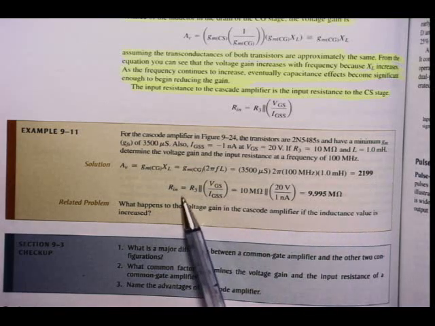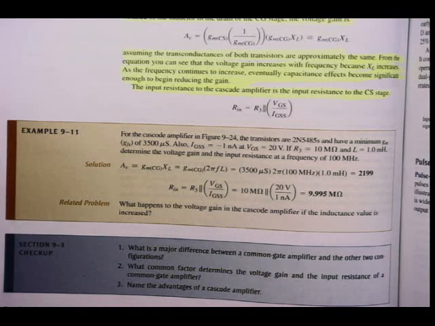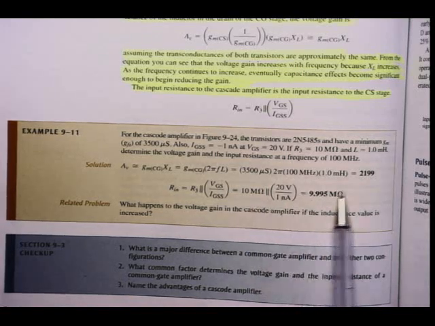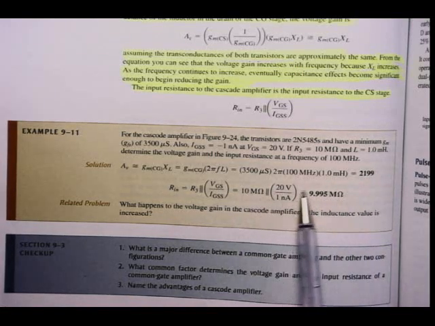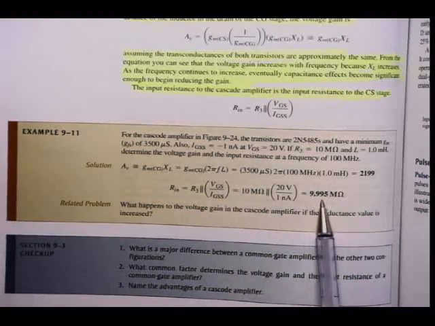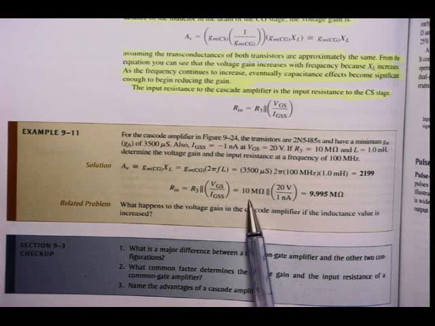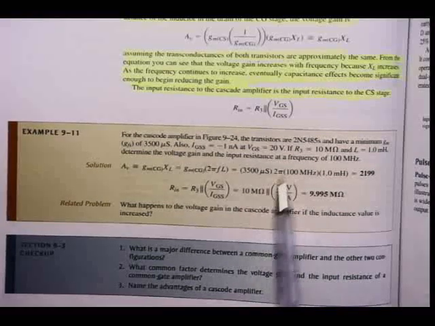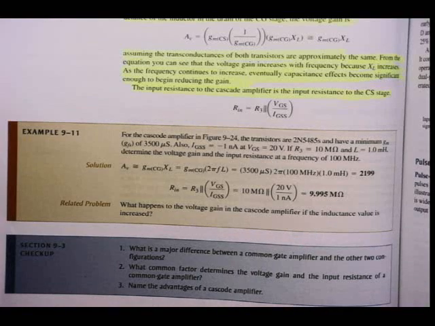Anyway, Rin is then R3 in parallel with VGS over IGSS, and you can see again, as previously said, it is equivalent to the value of R3. Can you see how close it is? 9,995 megaohm, and R3 was 10 megaohm, because this value is very large. Alright. Okay, that concludes the common gate amplifier, also with the cascode amplifier that's been used in a multi-stage arrangement.